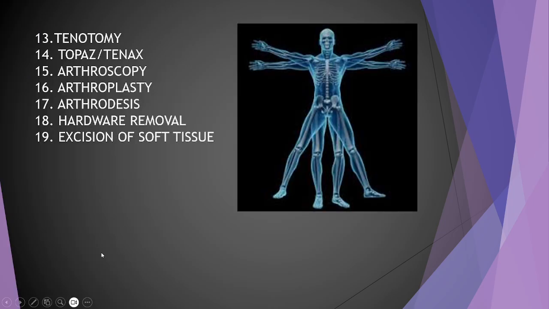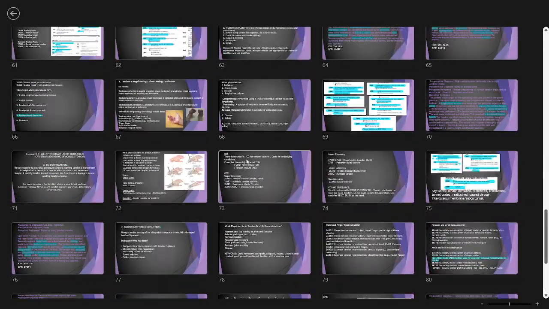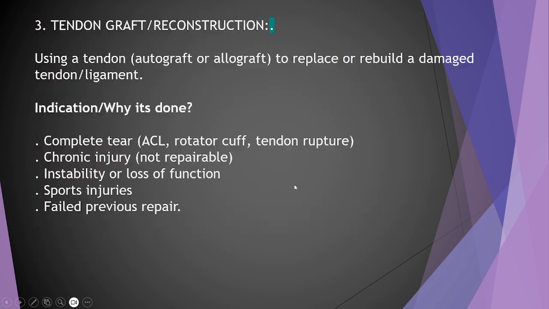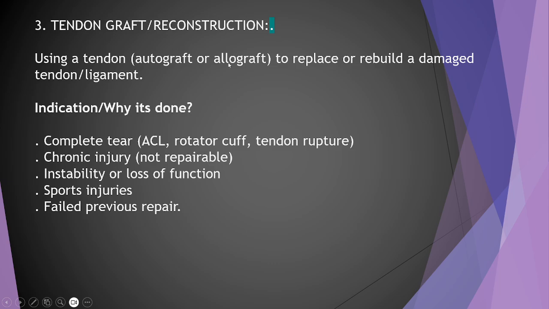So tendon graft. Let's see tendon graft, tendon lengthening, tendon transfer. The next topic is tendon graft or reconstruction. So why is a tendon graft needed? As we already studied, there is a transfer and there is a graft. So using a tendon, that is an autograft or allograft, to replace and rebuild the damaged tendon.